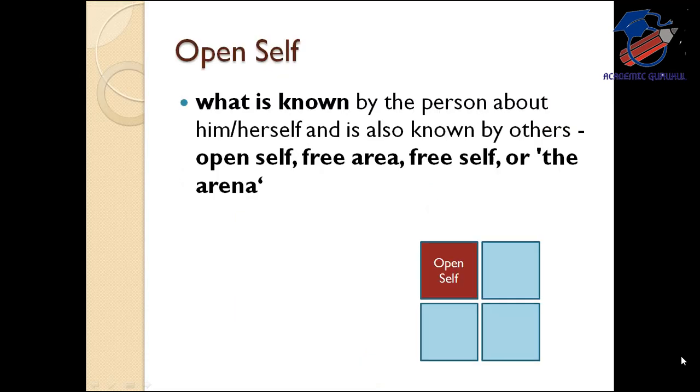Open self. Things are open to everyone. This is the particular part of one's personality which is known by the person about himself and herself and is also known by others. This is also called open self, free area, free self or the arena. What is known by the person about himself and is also known by others about the person's behavior, attitude, feelings, emotion, knowledge, experience, skills and views.